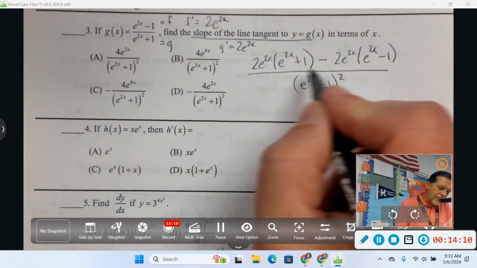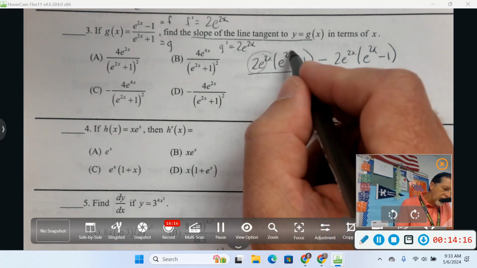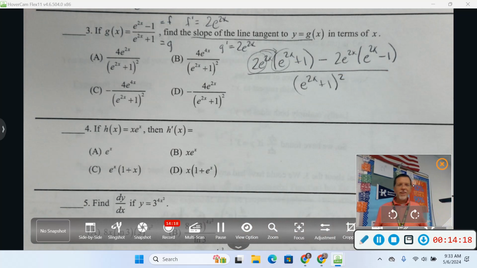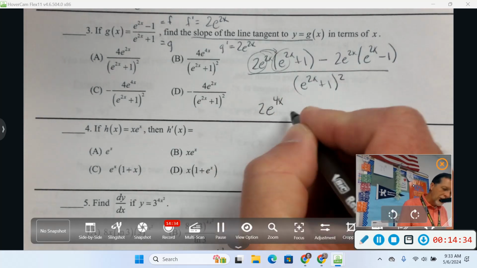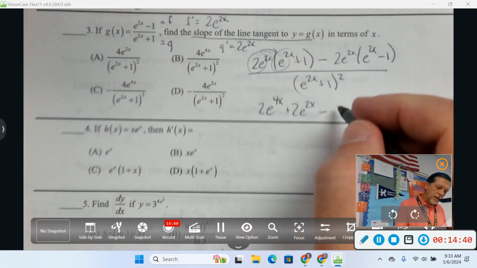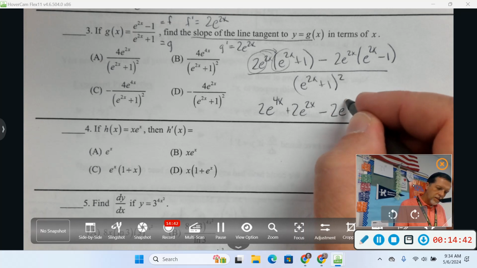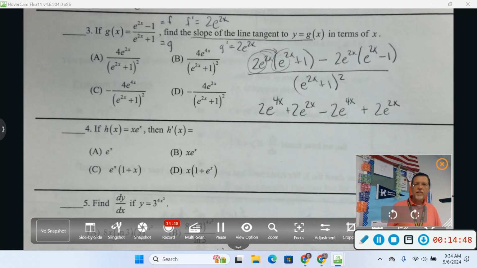It looks like this is an algebra problem now. If I distribute, what's 2e to the 2x times e to the 2x? It's not 3e to the 2x. What's e to the 2x times e to the 2x? E to the 4x. And then same thing here, minus 2e to the 4x plus 2e to the 2x.